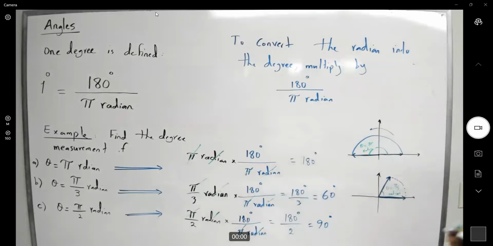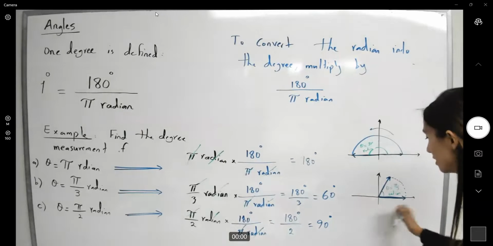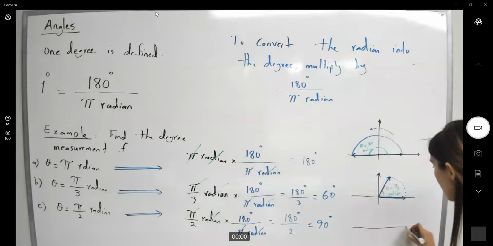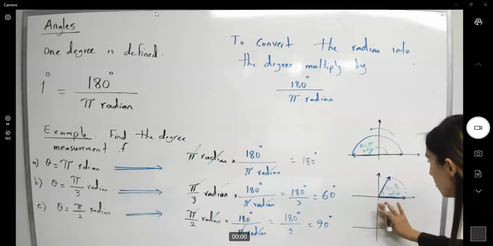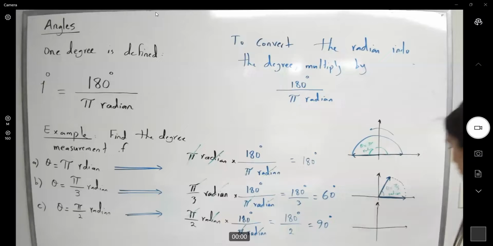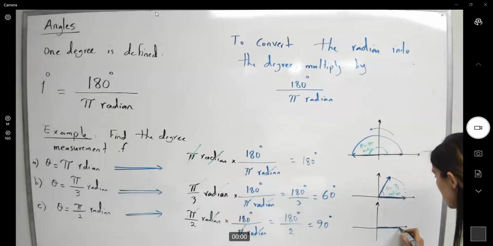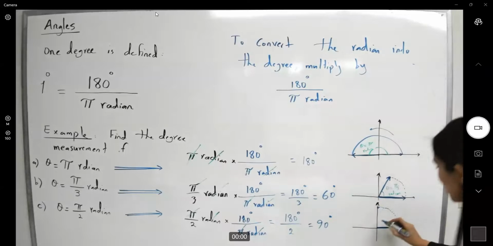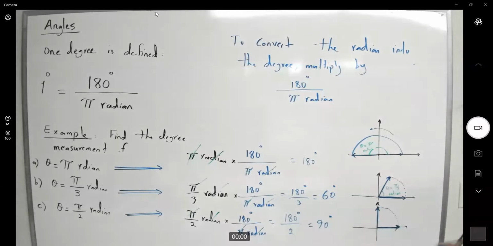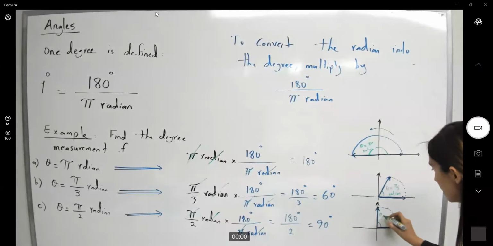This guy is just located on the positive part of the y-axis. You started from the standard initial position, 0 degrees, and we rotate this guy 90 degrees or pi over 2. The terminal position is here. So theta is pi over 2 radian or 90 degrees.